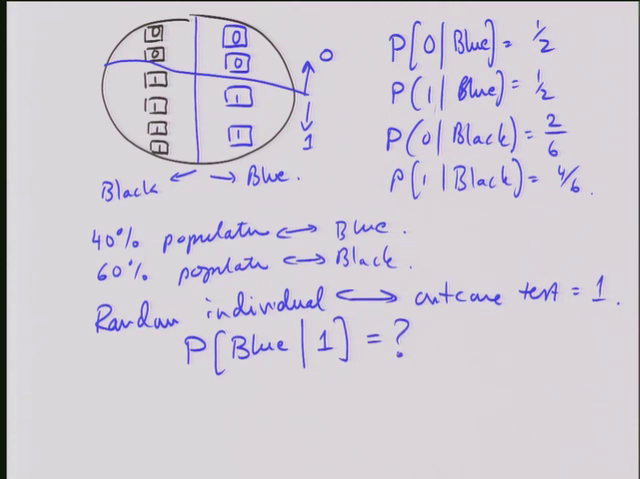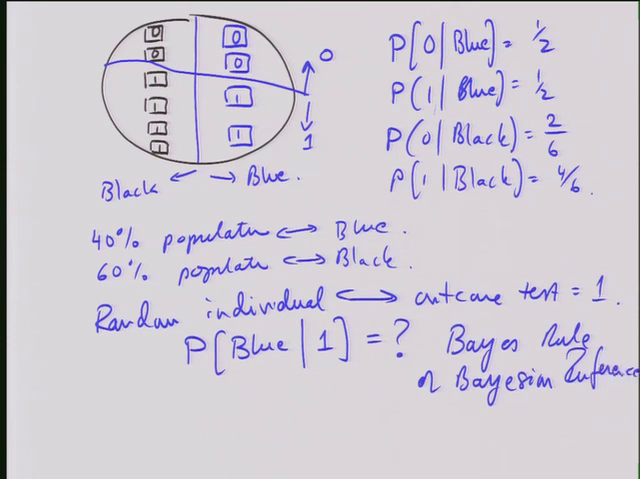Right. I claim that, okay, so this is what conditional probability allows you to do. This is exactly what's called Bayes' rule, or Bayesian inference. And how would you do it? Well, if you were going to draw a picture, this is what you'd draw. You'd say, well, the probability of 0 given blue is a half, probability of 1 given blue is a half, etc. Right? The 40% of the population is blue, 60% is black. So that's what the picture looks like.